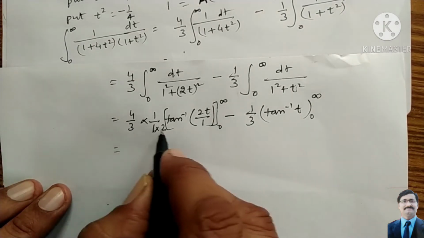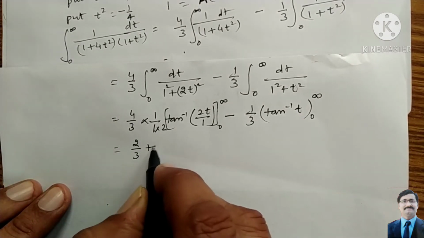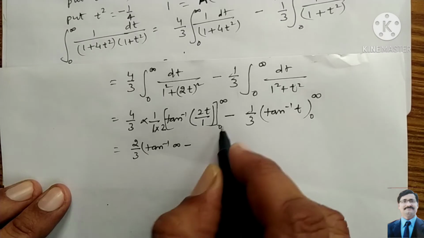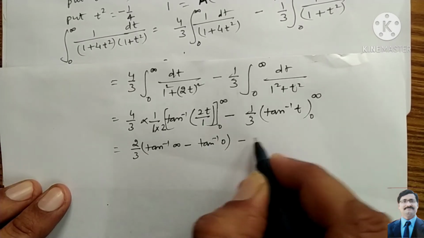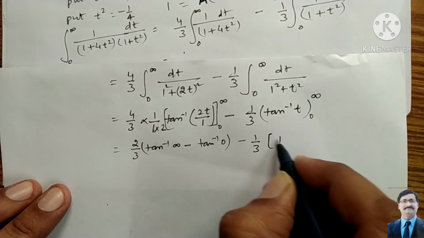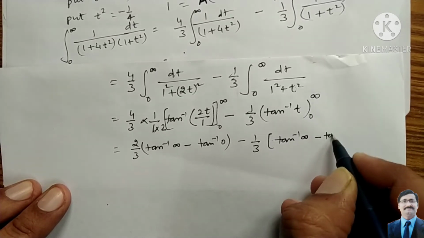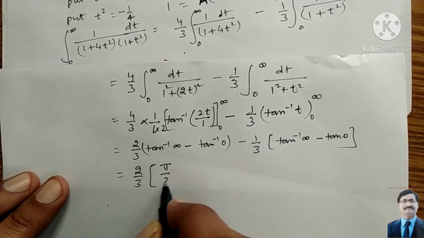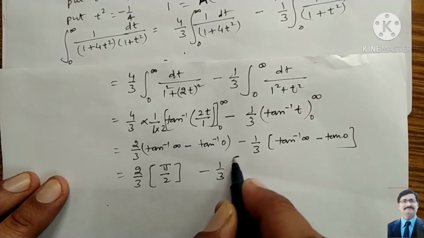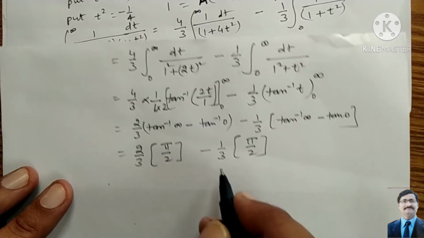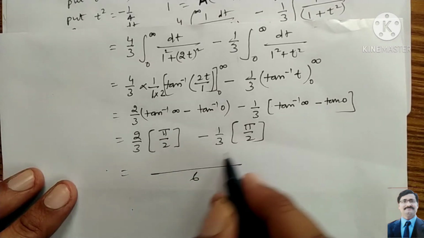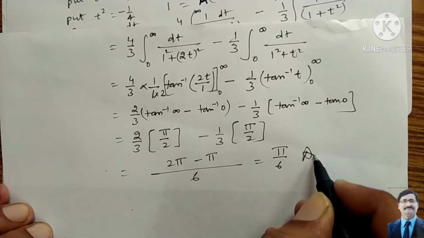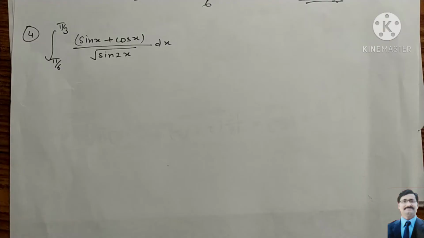We can cancel 4 and 2, so we get 2 by 3, and tan inverse of 2 into infinity is infinity, minus tan 0, minus 1 upon 3, and tan inverse infinity minus tan 0. Here this is 2 by 3 times pi by 2, and this 0 is 0, minus 1 upon 3 times pi by 2. Now the LCM is 6, with 2 pi and pi, so the answer is pi by 6.